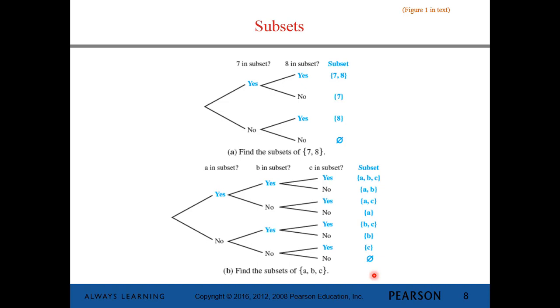Now, the problem with tree diagrams is they tend to get messy. So if I was to expand this to a set of 4 objects or 5 objects, your tree diagram can get pretty messy.